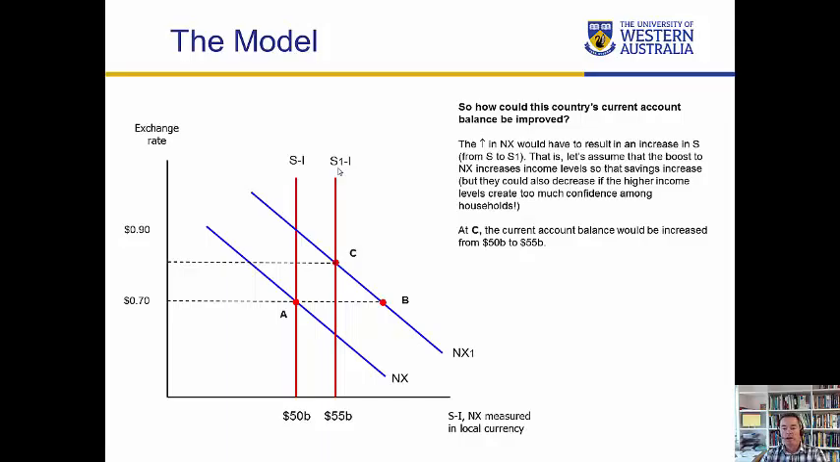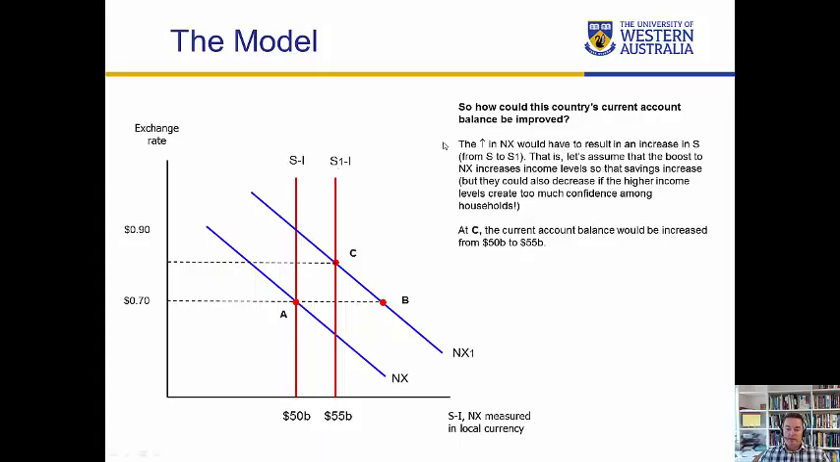So the only way the surge in exports can actually improve the current account balance is if the S minus I line shifts to the right as well. And I've illustrated that for you. So we move from A to C as exports increase, but at the same time savings increase.